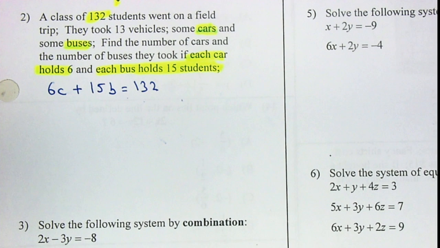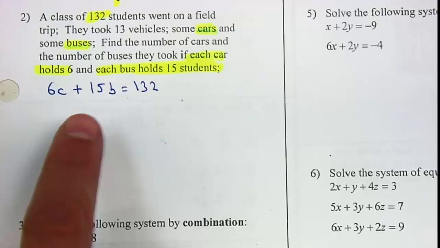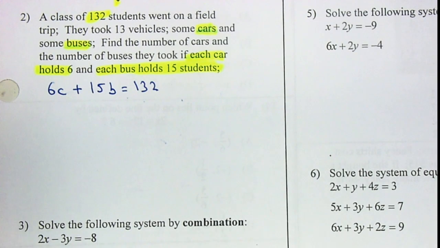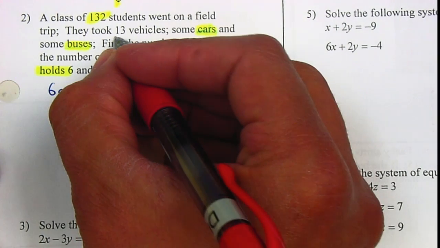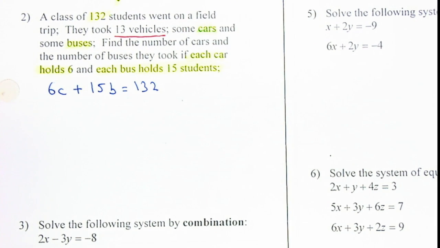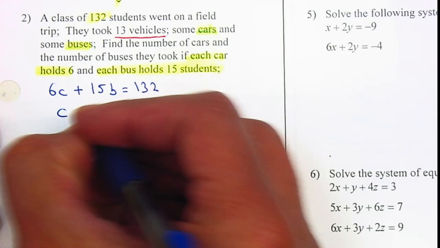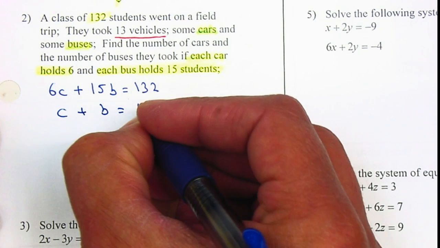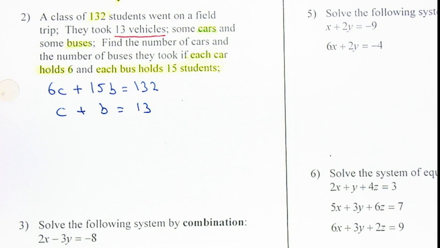Now, the second equation will deal with how many items we have. In this case, we have 13 vehicles. So the number of cars plus the number of buses will be equal to 13. Now from here, you can decide to solve it by substitution or combination.